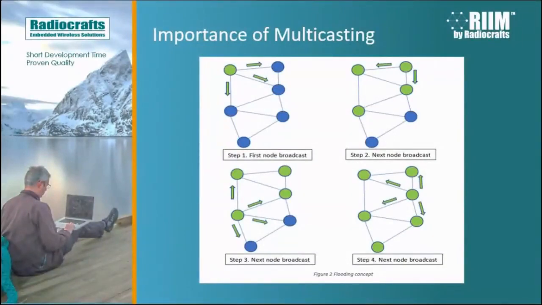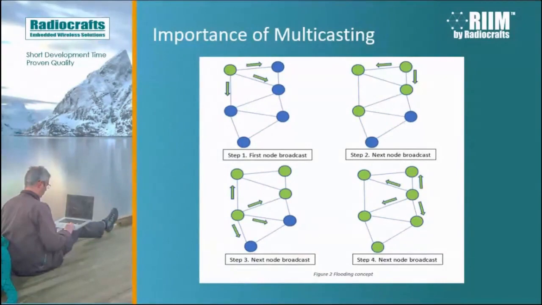So a little bit about multicasting, because we believe it's a very important feature. Multicasting is important because it gives the ability to address all lamps, or in general all nodes in this application, or a group of lamps, efficiently and in a close to real-time manner.